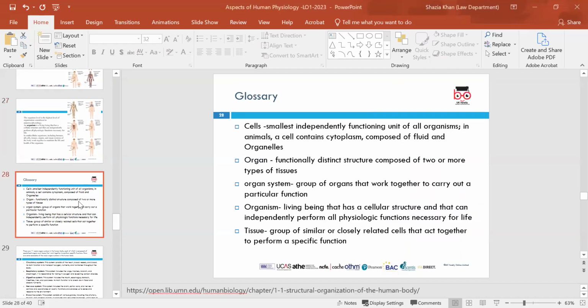And this is just a glossary with all the terms on it. A cell is the smallest independently functioning unit of organisms. In animals, a cell contains cytoplasm composed of fluid and organelles. An organ is a functionally distinct structure composed of two or more types of tissues. An organ system is a group of organs that work together. An organism is a living being with cellular structure that can work independently, and tissue is a group of closely related cells.